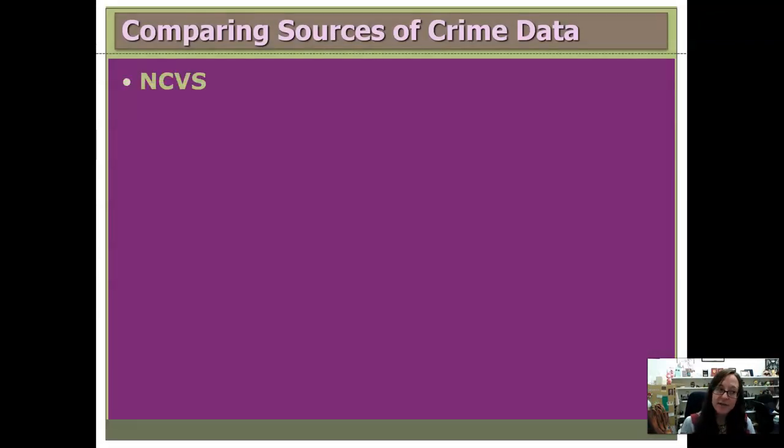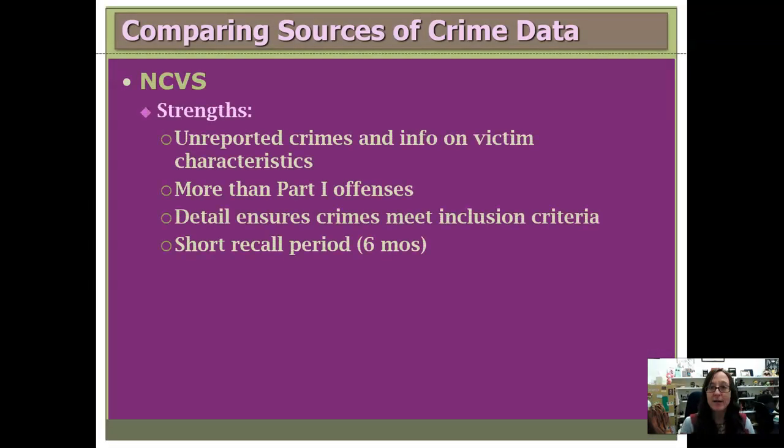When we look at the NCVS, National Crime Victimization Survey, there are major strengths here where we're tapping into the dark figure of crime, because we're getting unreported crimes. We're getting information on victim characteristics that may not have reached the level of being reported to the police. And actually, even if we look at UCR data, it typically doesn't give very much information about the victims because it's more focused on the offender. So this gives us more information about victims.